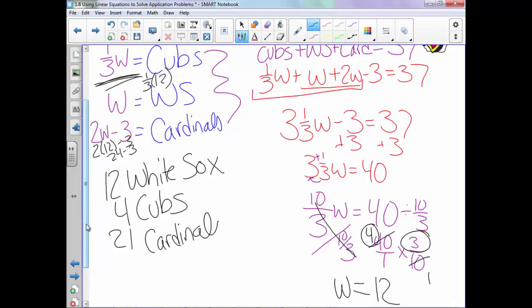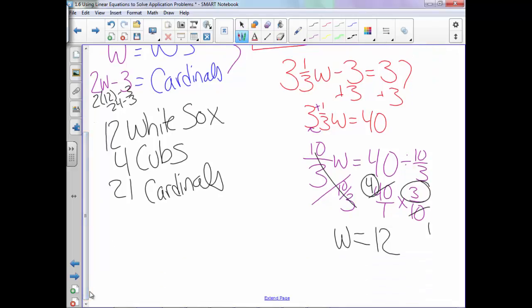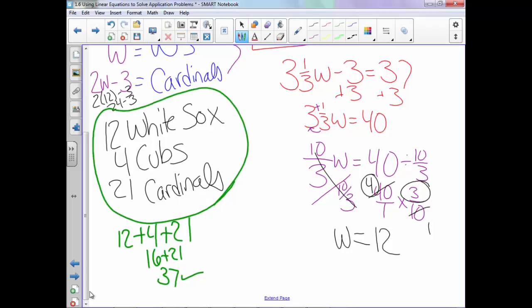And we can double check this by adding them up and seeing if we get the 37 we need. So 12 plus 4 plus 21, 12 plus 4 is 16, plus 21 is 37, which is what we wanted. So we are correct.